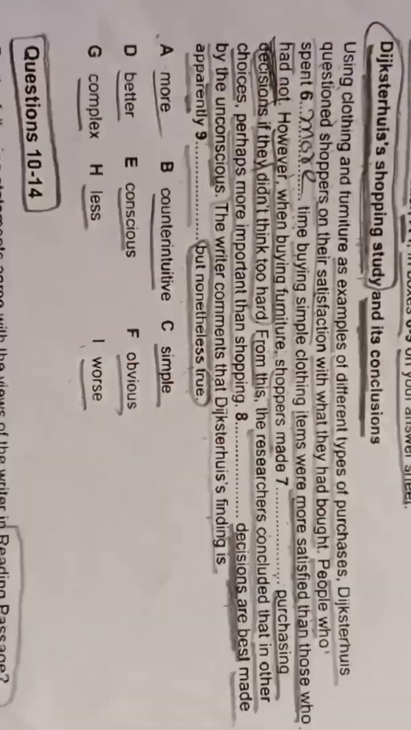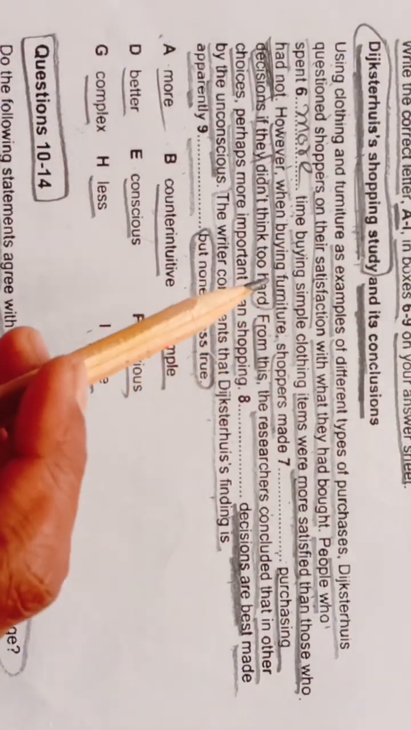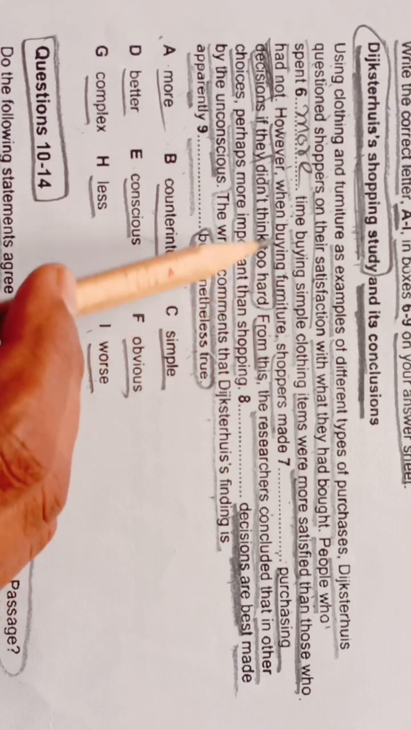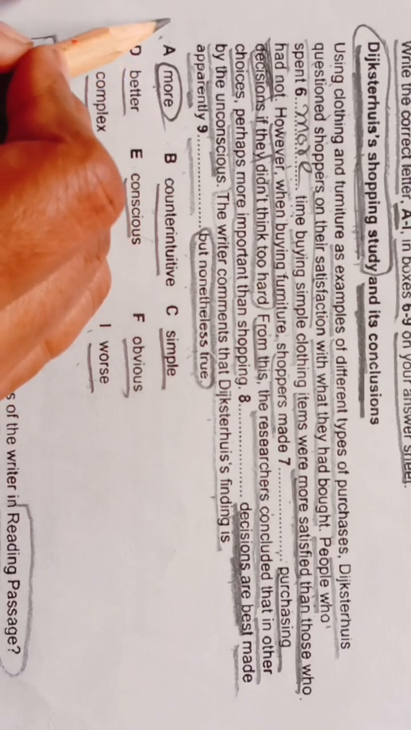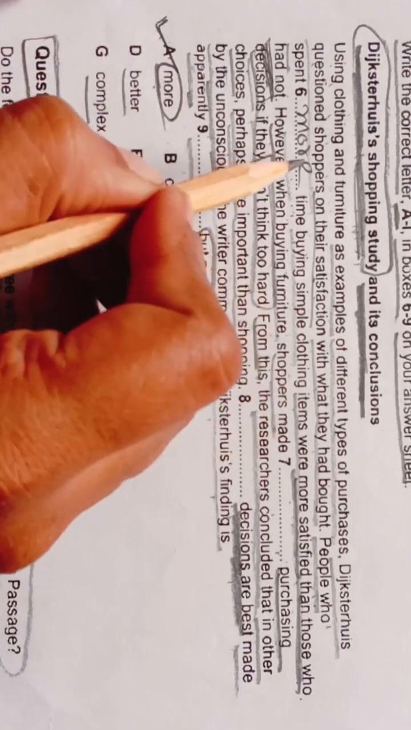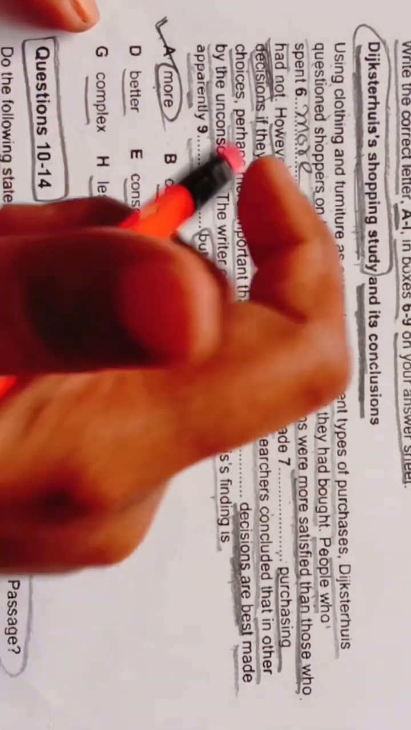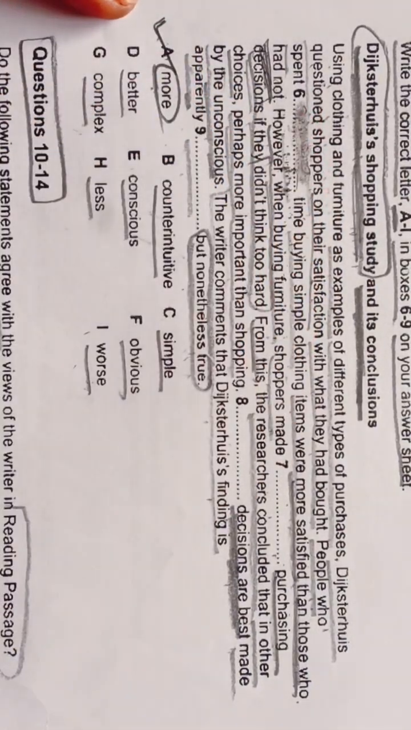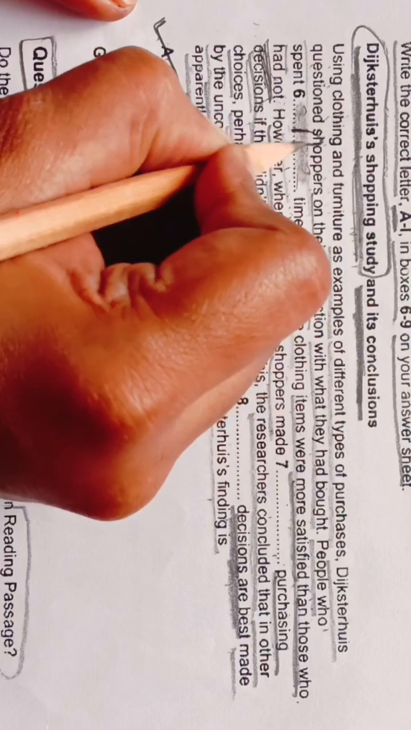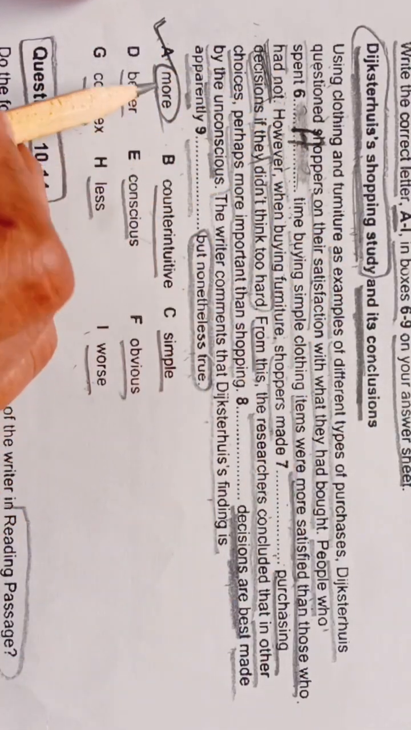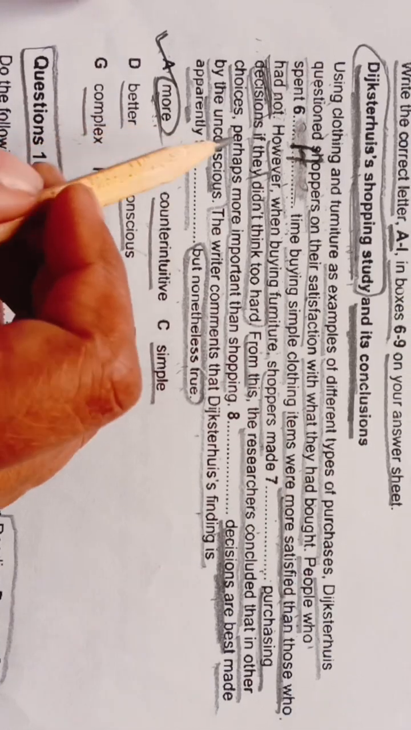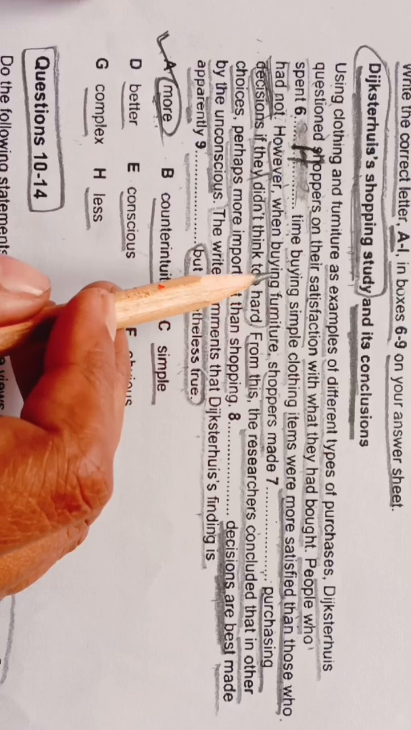Okay, so let's see. More will be our answer. So we will write A in front of 6 in our answer sheet. Okay, more will be the answer and we will write A in front of 6 in our answer sheet. I hope you understood this.